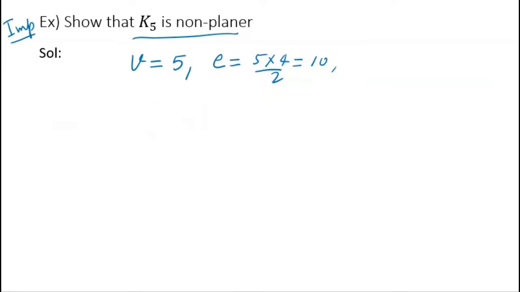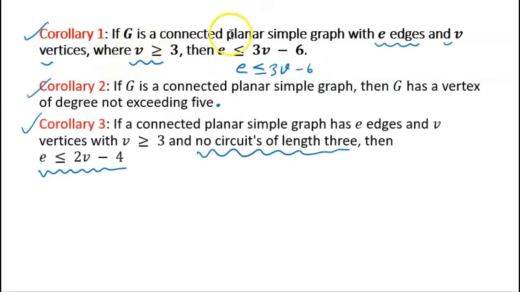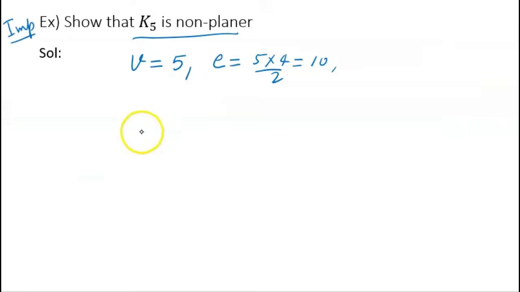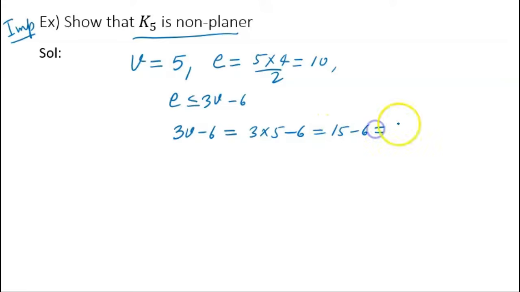Corollary 1 says that if G is a connected planar simple graph with E edges and V vertices, and certainly here in the example K5 the number of vertices is 5, which is greater than or equal to 3, so this result can be applied. What is the result saying? E should be less than or equal to 3V minus 6 as per the corollary. So what is 3V minus 6 here? It is 3 into 5 minus 6, which is 15 minus 6, equal to 9. How many edges are there? The number of edges is 10.